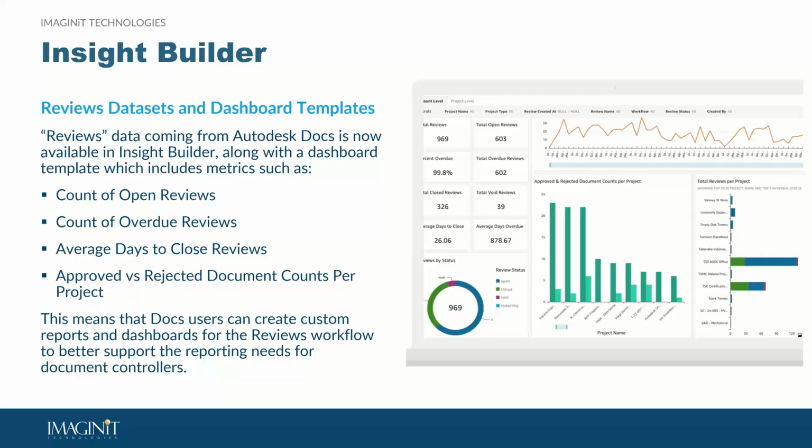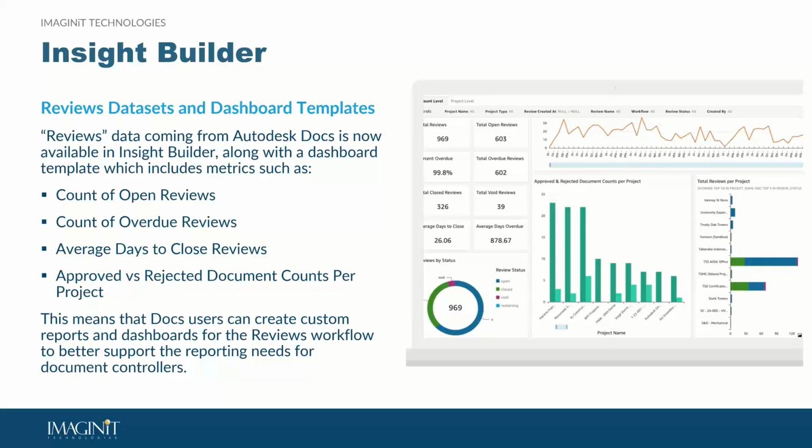You're going to be able to count the number of overdue reviews, so then you can identify where action is lagging. You can look at the average days that it's taking to close reviews, so you can monitor efficiency over time. You can look at approved versus rejected document counts. That's going to help you measure quality and review outcomes. You can look at document counts per project. That's going to help you quickly compare project volumes and activity.